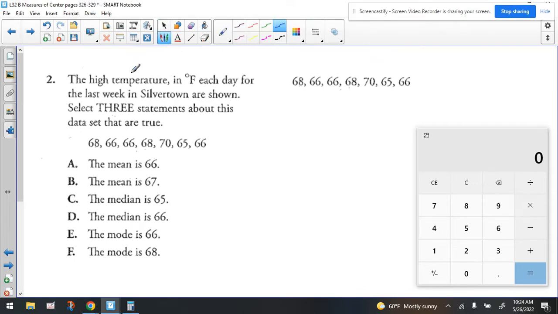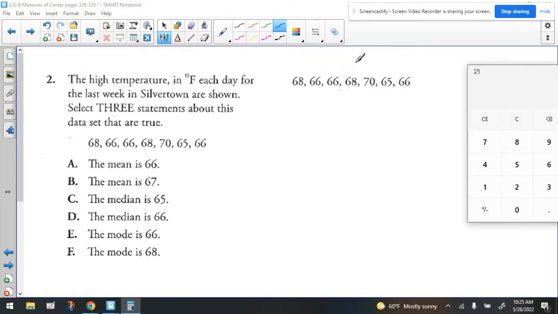The high temperature in Fahrenheit each day for the last week in Silvertown are shown. Select 3 statements about this data set that are true. And here's the data set. I just rewrote it over here so we can organize our data and we have our calculator handy. So we have to find the mean, the median, and the mode of this data set.